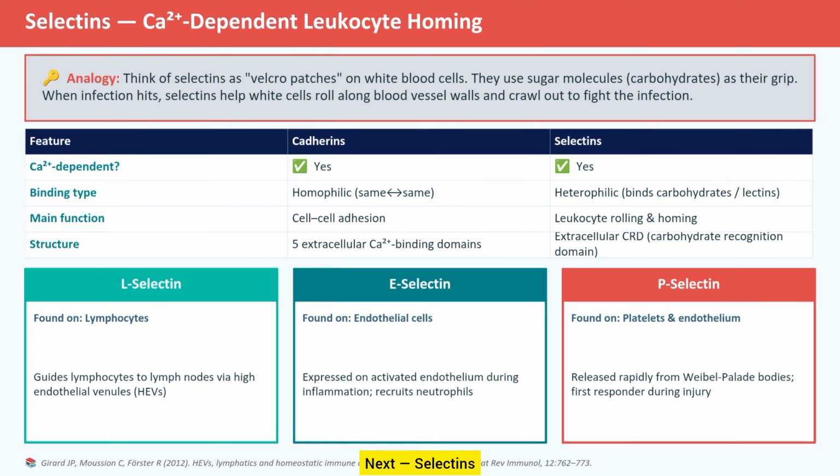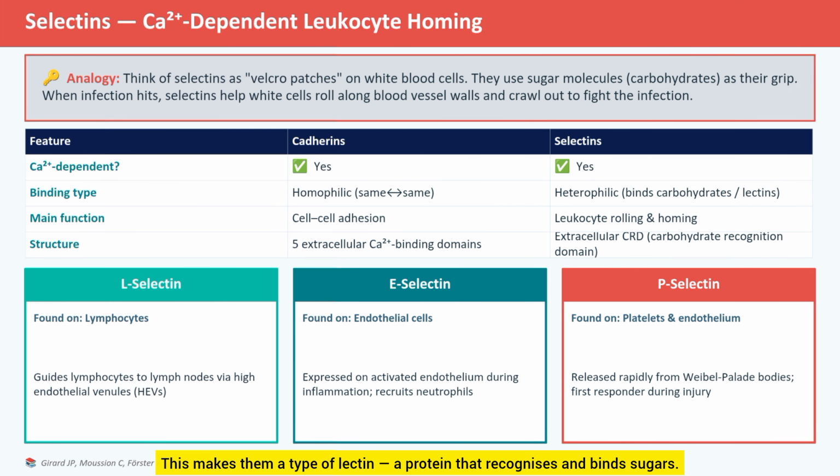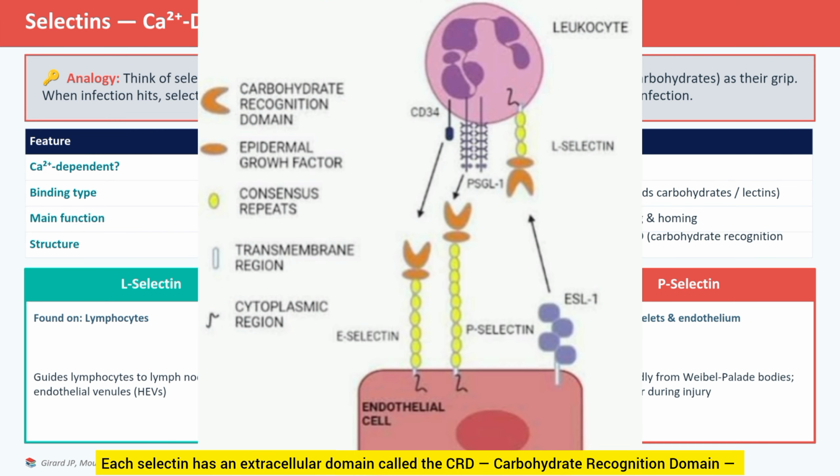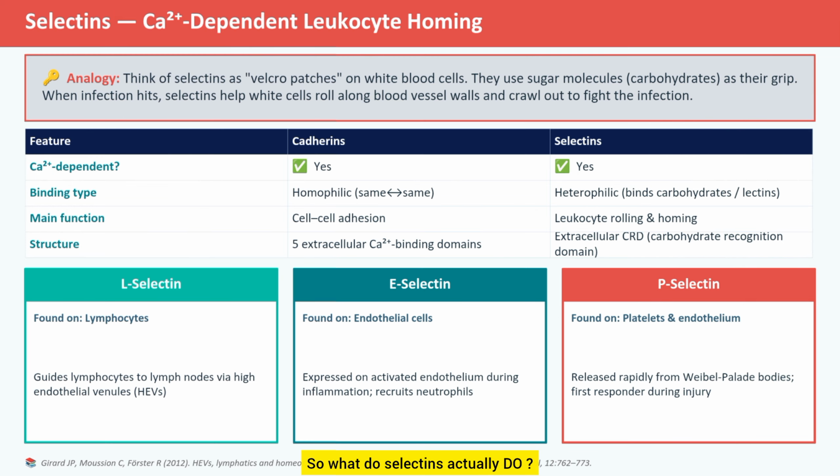Next, selectins. Like cadherins, selectins are also calcium dependent, but here's where they become very different. Cadherins use homophilic binding, same binds to same. But selectins don't do that. Instead, selectins bind to carbohydrates, sugar molecules. This makes them a type of lectin, a protein that recognizes and binds sugars. Each selectin has an extracellular domain called the CRD, carbohydrate recognition domain, and the shape and binding ability of this domain depends on calcium. So what do selectins actually do?